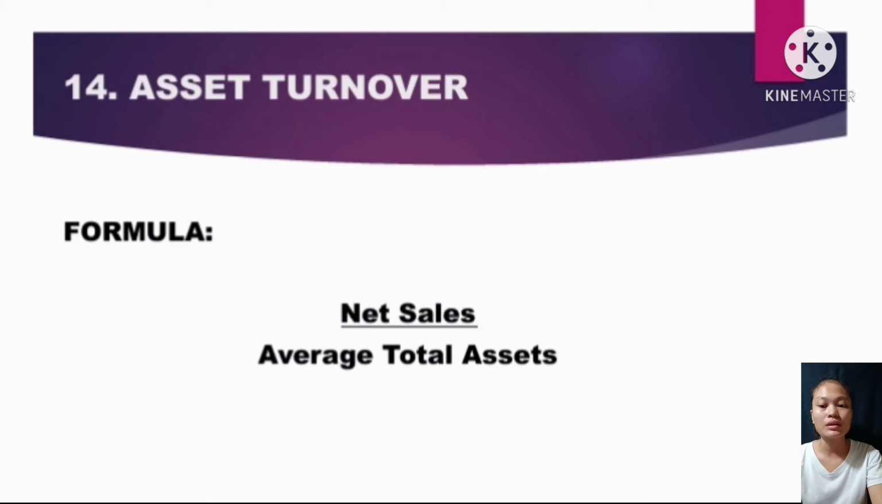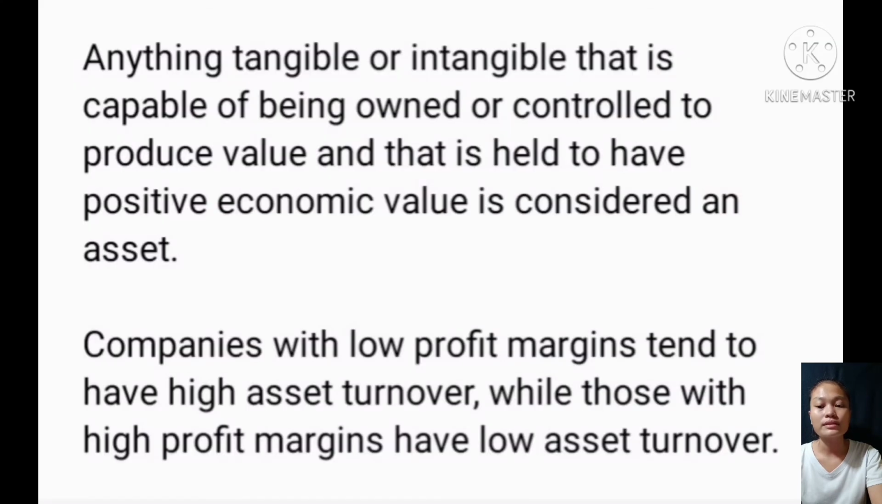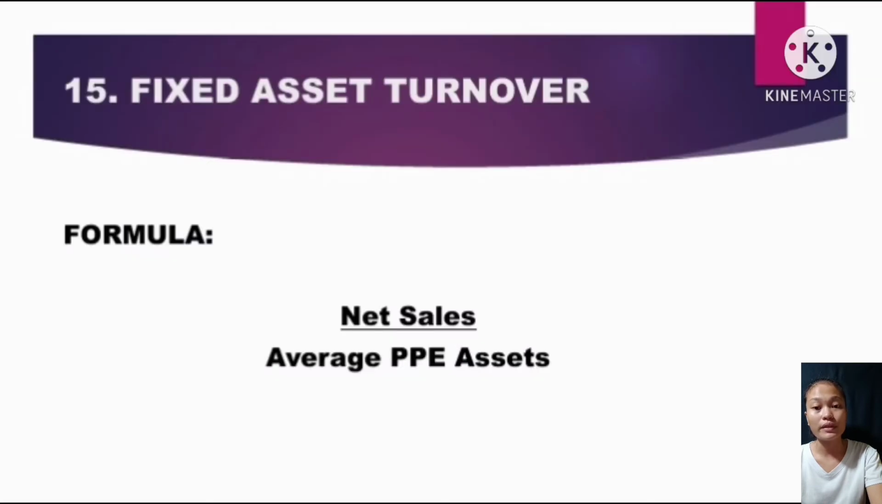Asset turnover indicates the firm's ability to efficiently manage their assets to generate revenue. Anything tangible or intangible that is capable of being owned or controlled to produce value and that is held to have positive economic value is considered an asset. Companies with low profit margins tend to have high asset turnover, while those with high profit margins have low asset turnover. Fixed asset turnover, or property, plant and equipment turnover.